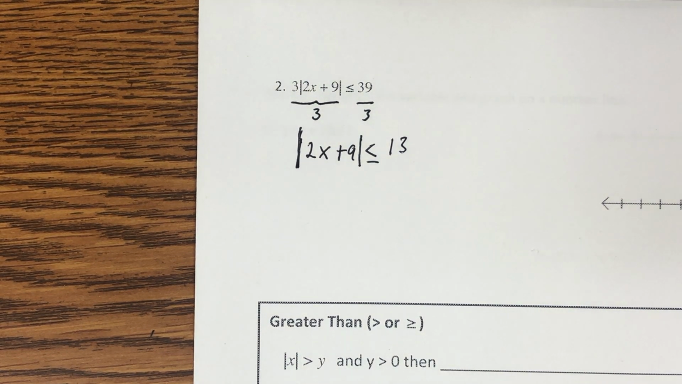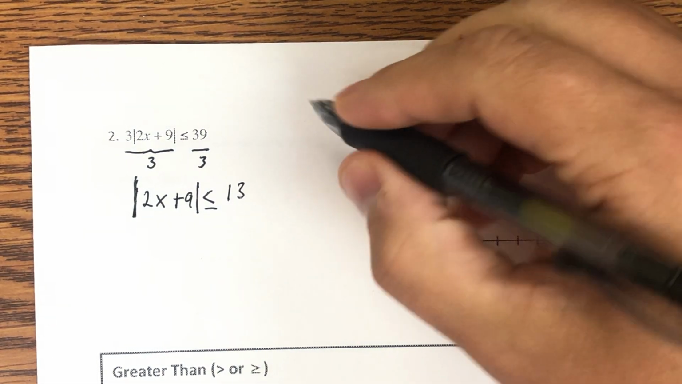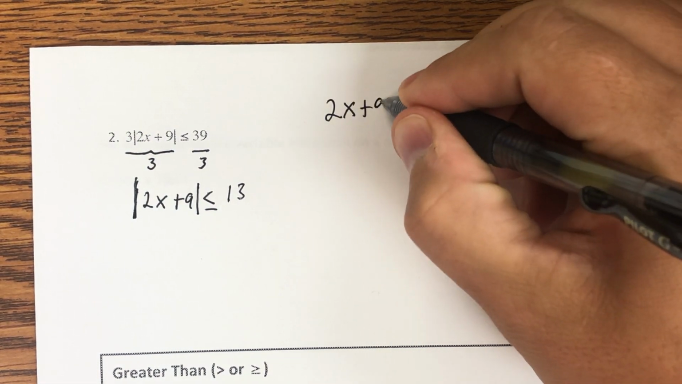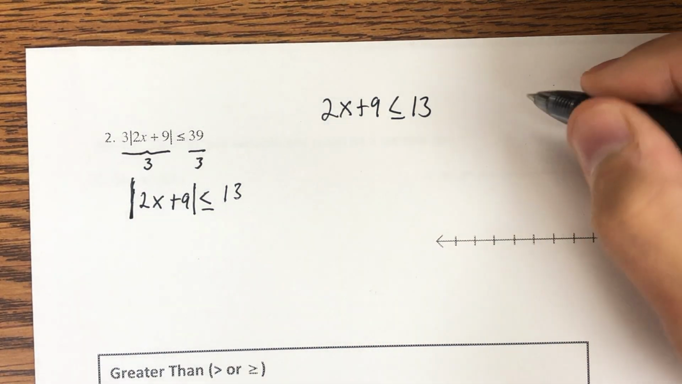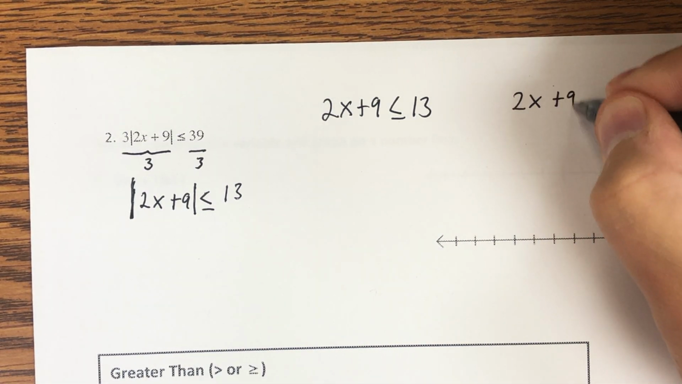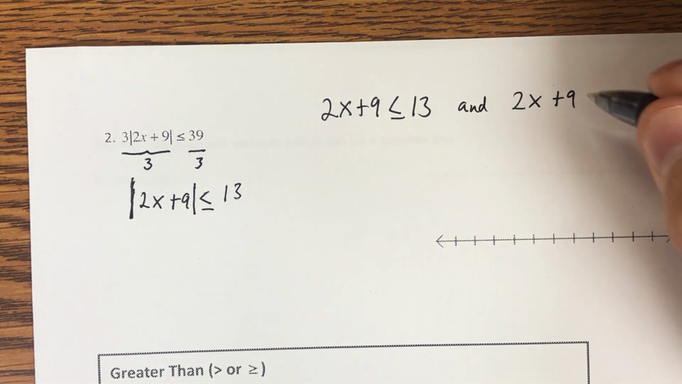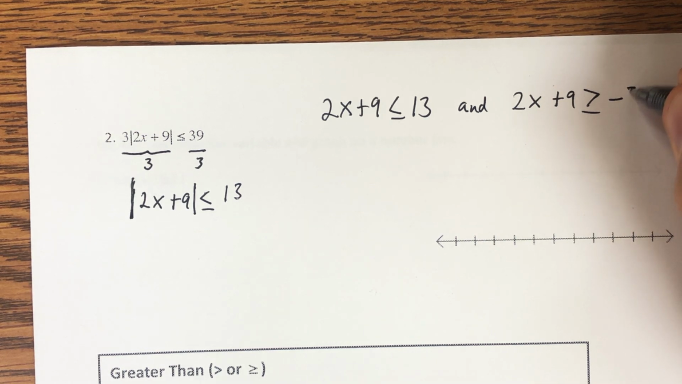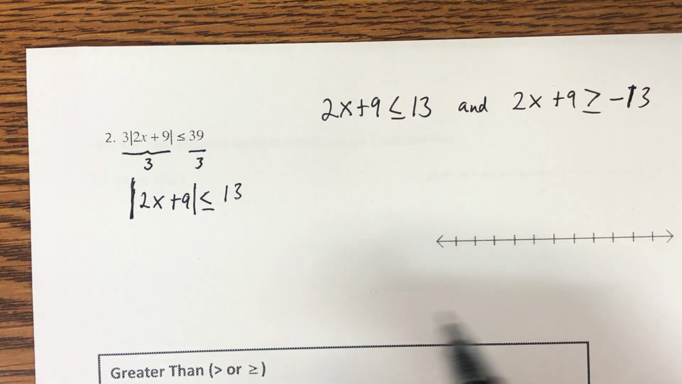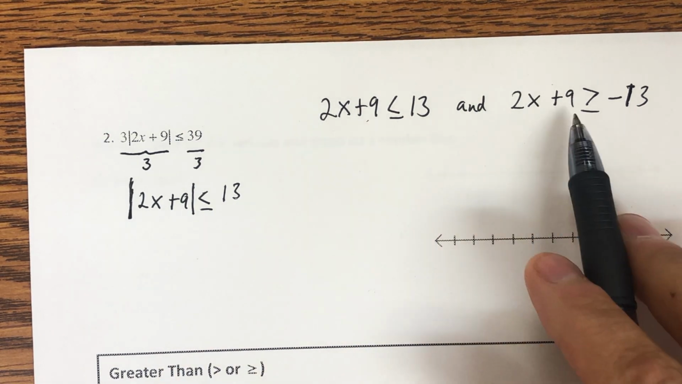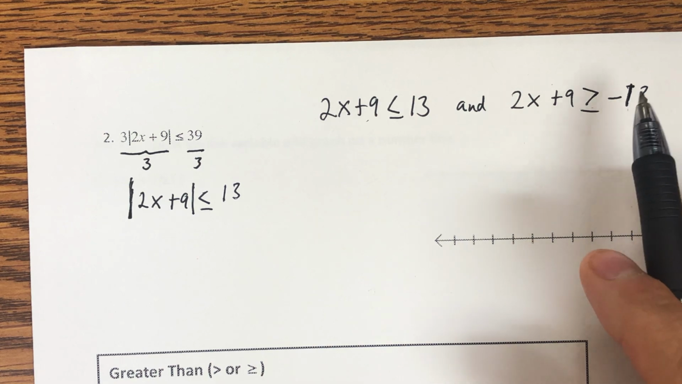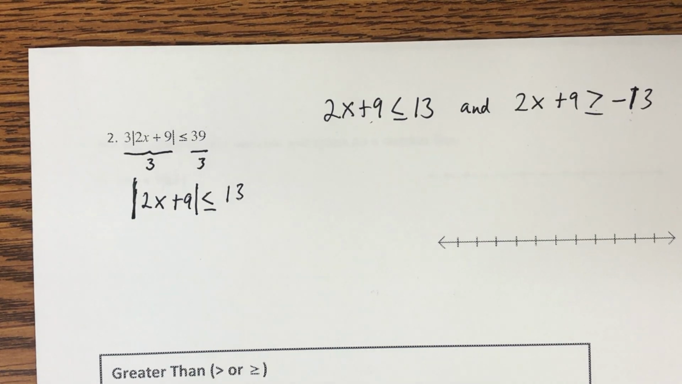Okay. Now, the absolute value is isolated, so I'm going to rewrite both inequalities. I'm going to do that up over here nice and neatly. 2x plus 9 is less than or equal to 13. The first one stays the same. Second one, 2x plus 9 and is in between, is greater than or equal to, flip the sign, make it negative. So we have a negative 13. So the first one's rewritten exactly the same. Absolute value's gone. Second one, flip the sign, make it negative.